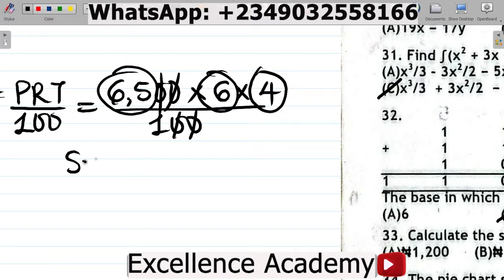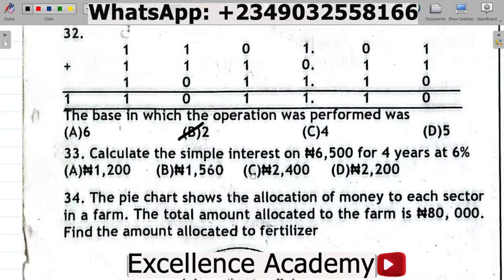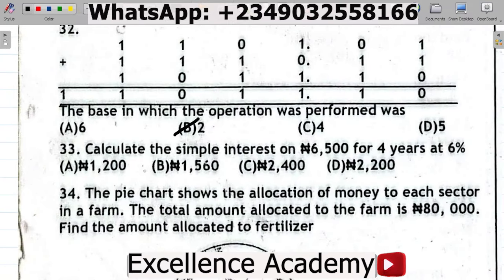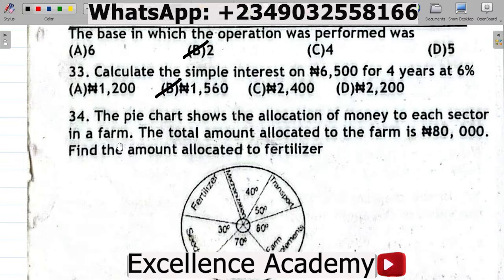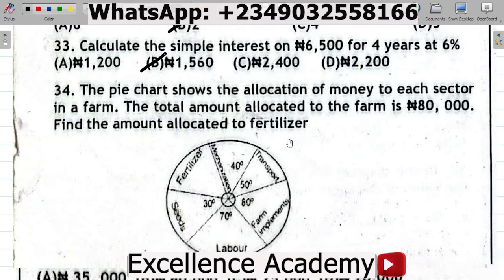And if you do that, the simple interest will be equal to 1,560. Of course, this was in Naira. So 1,560 Naira, which is option B. That's the correct answer. Question number 34, it says the pie chart shows the allocation of money to each sector in a farm. The total amount allocated to the farm is 80,000 naira. Find the amount allocated to fertilizer.